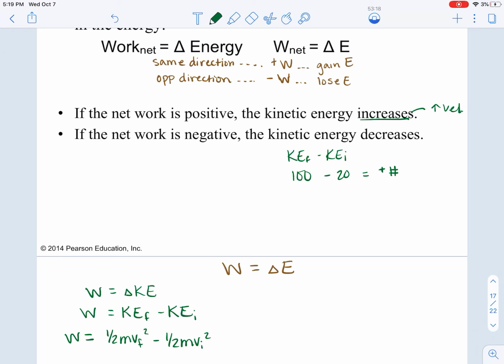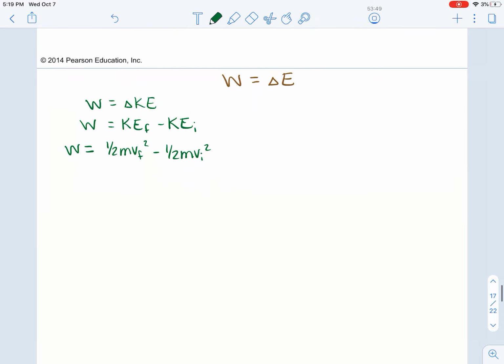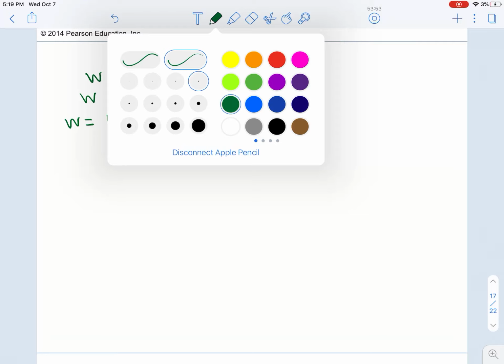If the work is negative, then the kinetic energy decreases, which for kinetic energy would mean that the velocity of our object decreased. So when I do my KE final minus KE initial, that means that my final velocity would be some number less than my initial velocity. So when I do my math work, I end up with some negative number. Sure enough, it was a negative change in kinetic energy or negative work done. So it decreased its kinetic energy, okay? It all is making sense now, I hope.